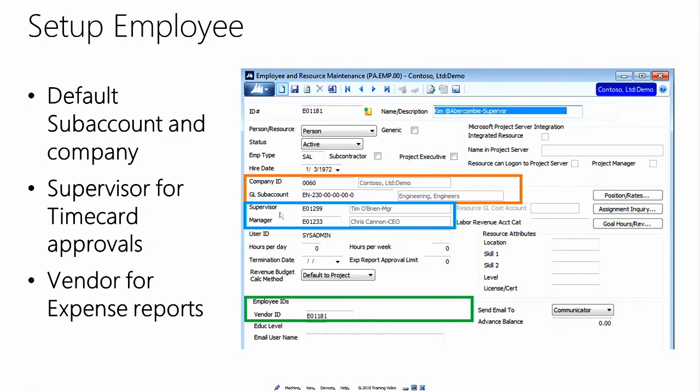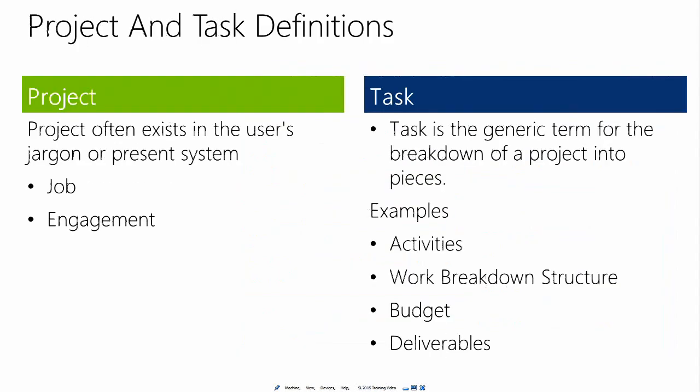We can also associate them to a supervisor and a manager, which allows for workflow related to time card approvals. And the other key thing that we can do is we can link them to a vendor. And this is important if we want to generate expense reports for that employee and then have that expense report generate an AP voucher for us. There must be at least one employee set up in every project installation, because we are required to have a project manager on each project, and so one employee must be associated to the project.